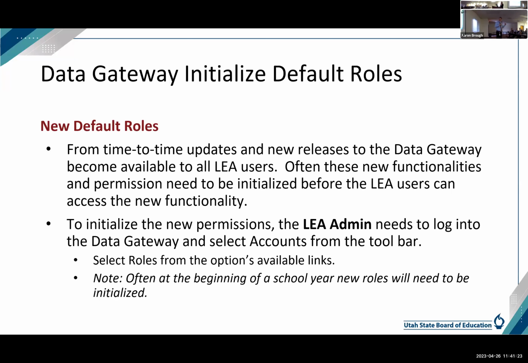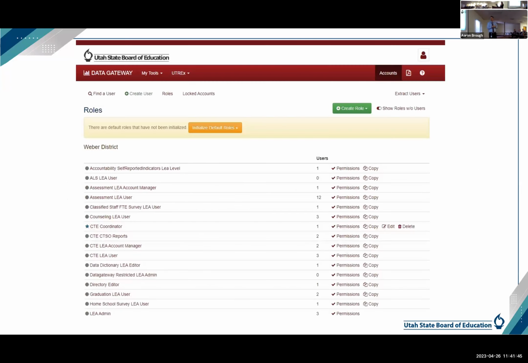Often these new functionalities and permissions need to be initialized before the LEA can access them. You've seen this before, right? Some of you absolutely, some are like, huh? Okay. To initialize the new permissions, the LEA admin needs to log into the data gateway and select the accounts from the toolbar. Go ahead and hit the next one.